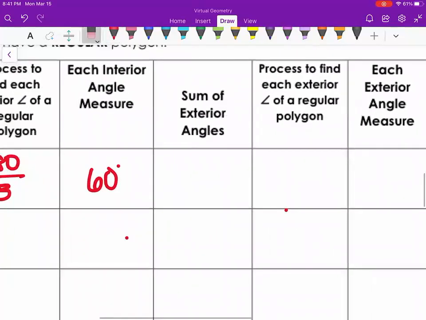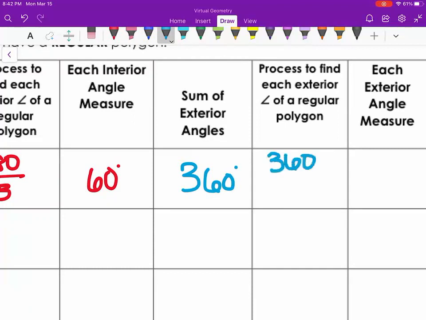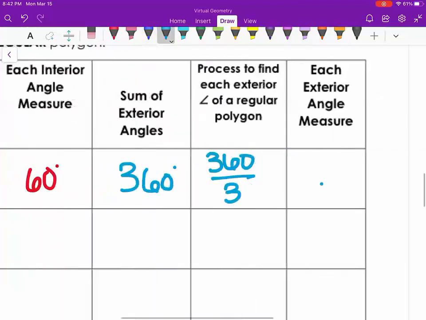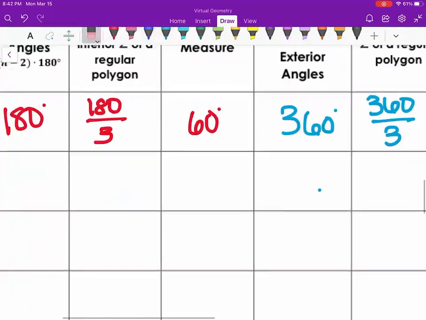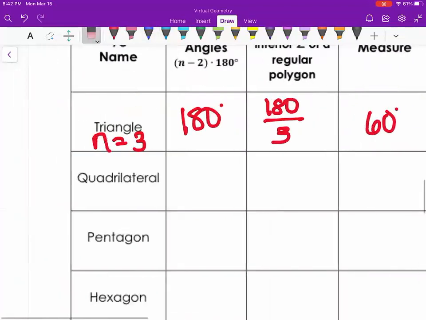Now let's do the sum of the exterior angles. Like we said earlier, the sum of the exterior angles is always 360. It does not matter the size. To get each of these, 360 divided by n, in this case 3. So each exterior angle would then be 120 degrees. We can work through and get a lot of information just by knowing how many sides our figure has.